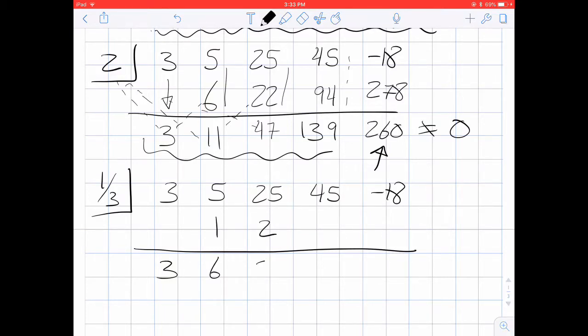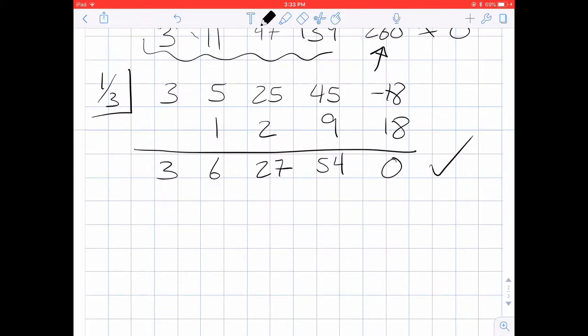Add those together, that's 27. Multiply that by a third, you have 9. 45 plus 9 is going to be 54. Cut that in a third, and should be 18. When you add those two together, you get a 0. So this is my root, a positive 1/3.